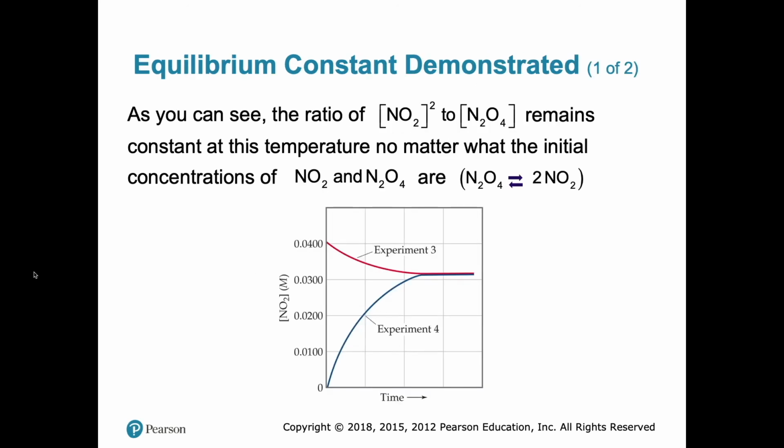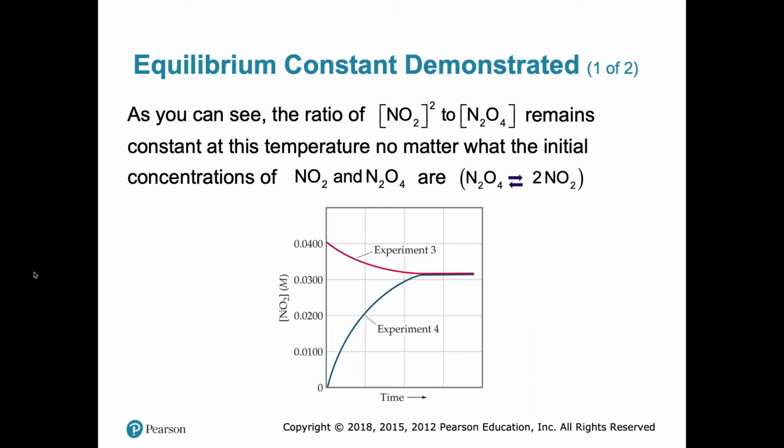So let's look at this now. This is it demonstrated right here. This is the last slide demonstrated. As you can see here, the ratio of the concentration of nitrogen dioxide squared to the concentration of dinitrogen tetroxide remains constant at this temperature, no matter what the initial concentrations of nitrogen dioxide and dinitrogen tetroxide are, right? Because it's a reversible reaction.